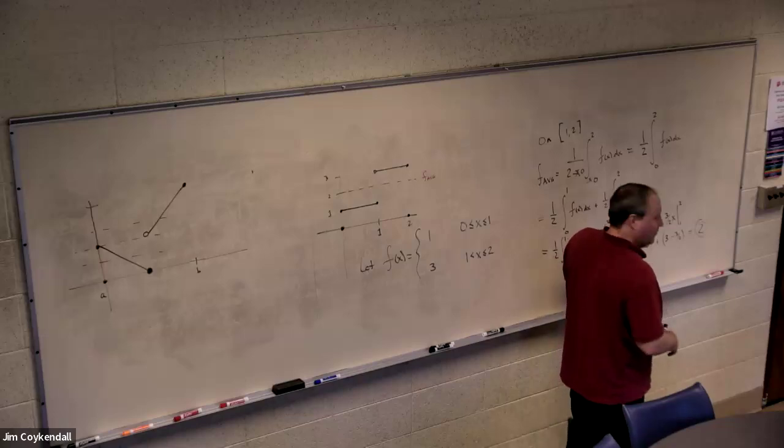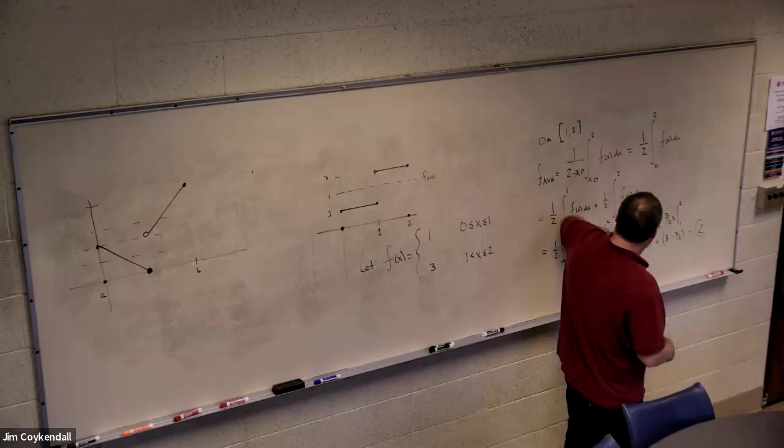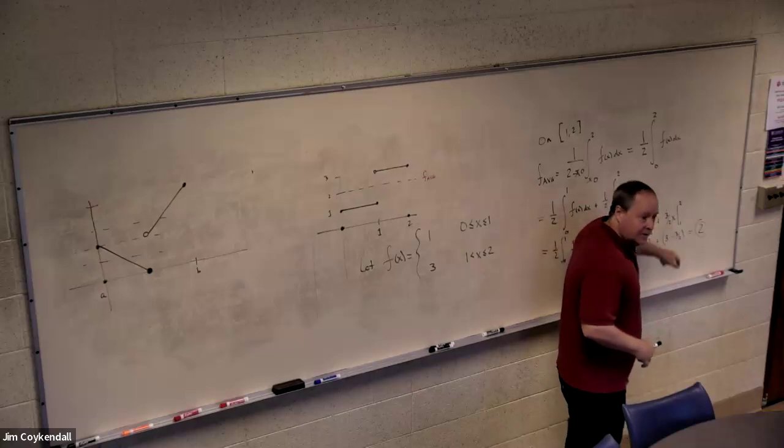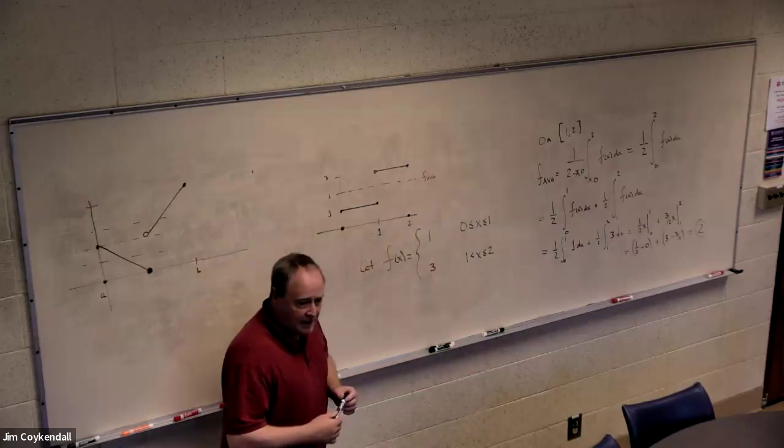You know where the 3 came from? Right, so the 3 is the value of the function. The antiderivative of this is 3dx, or I'm sorry, 3x. 3x. That makes sense.